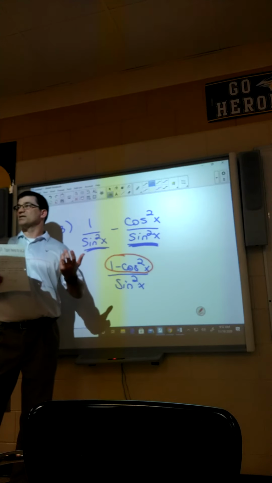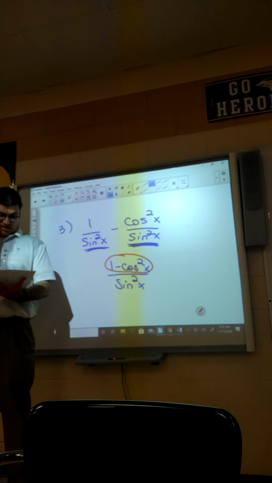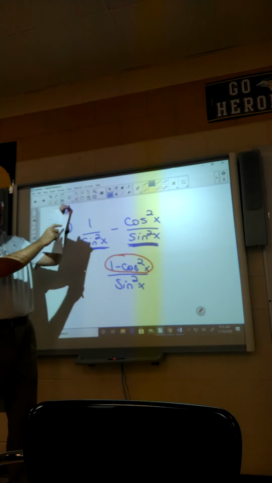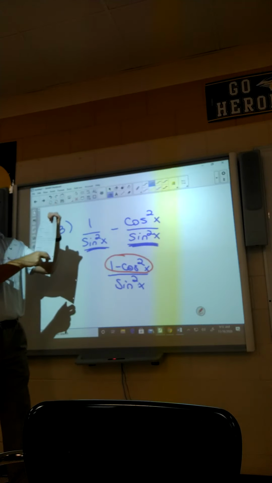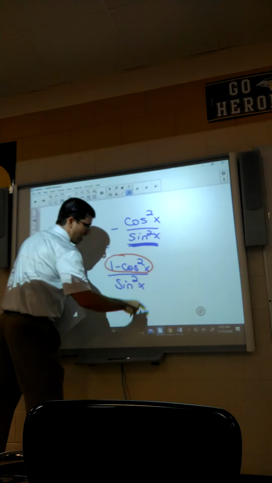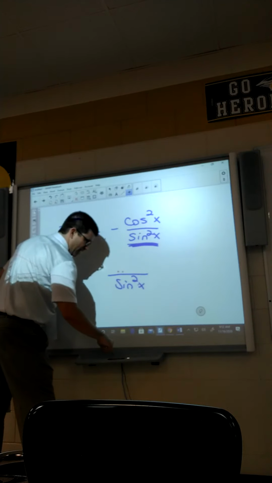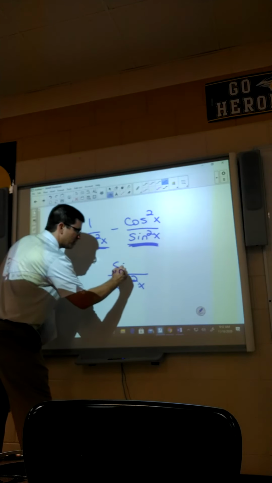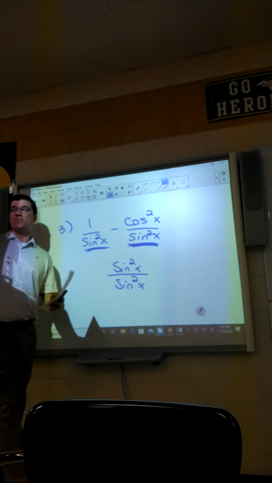All right, Clifton says sine squared. Let's see if I can find it. Yep, right here, top right: 1 minus cosine squared equals sine squared. Now, I'm going to erase this and replace it with sine squared, and then I'm going to stop and see if anybody's got a question.